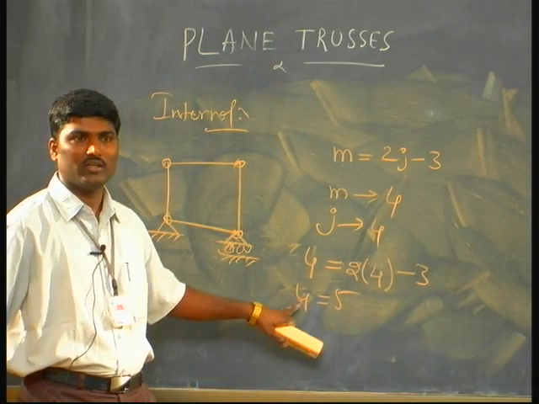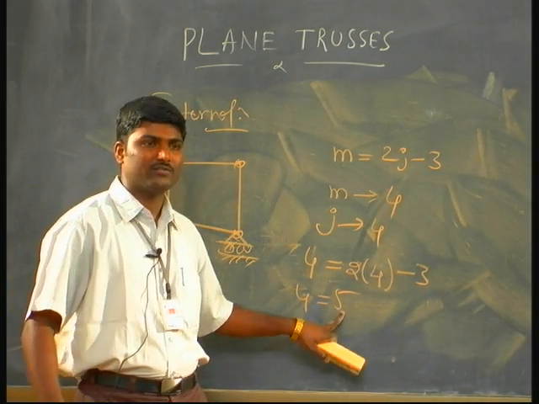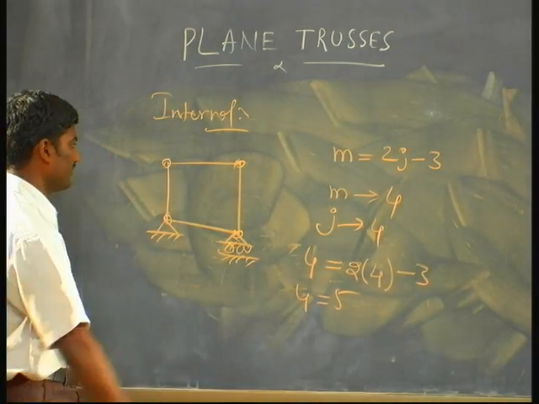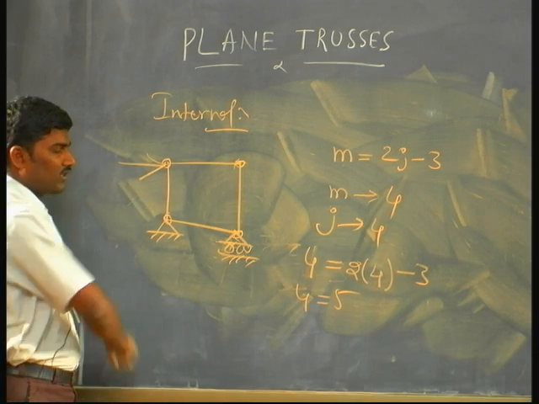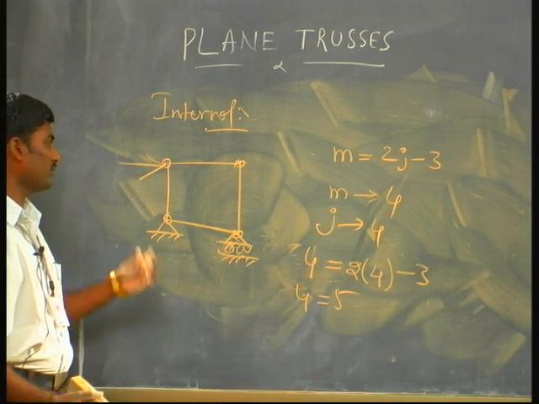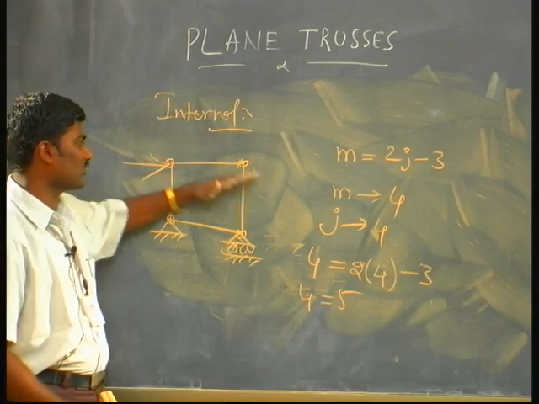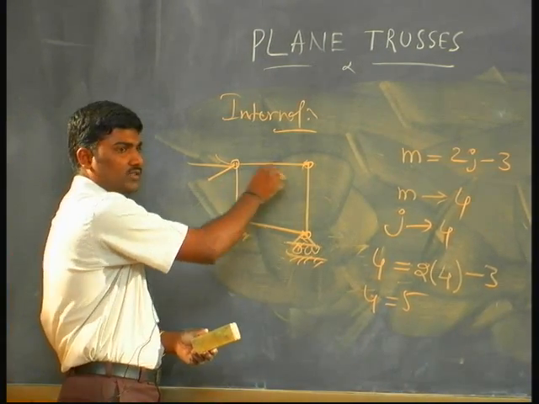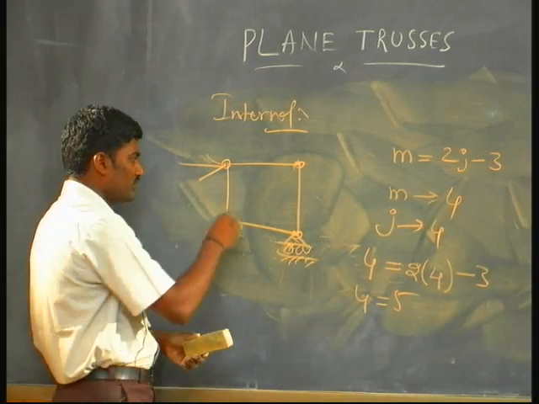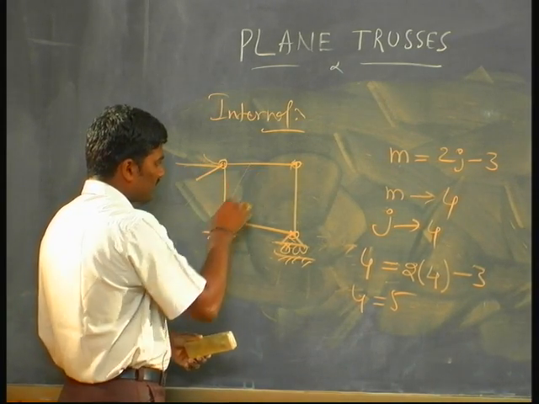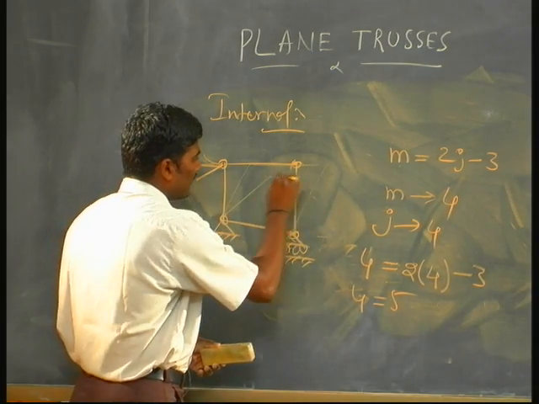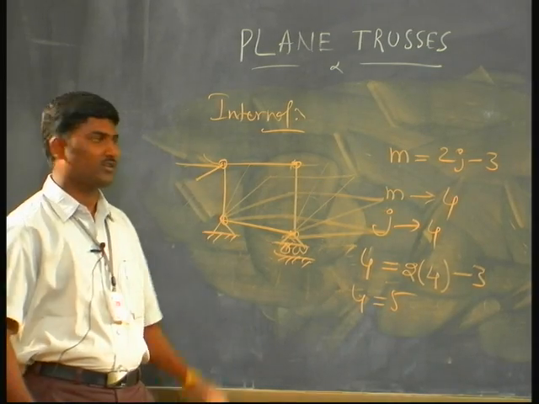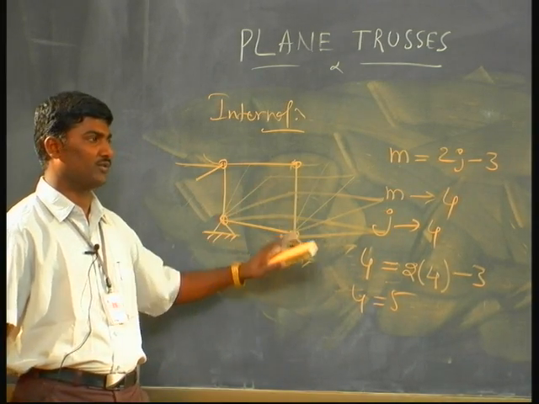So, 4 is not equal to 5. So, there is a problem. What is that problem? If I apply a horizontal force here, what happens to the truss? It will just collapse, it cannot stand here. So, the shape is not stable. If I apply a horizontal force, it will try to deform like this, finally it will fall down. So, this is the process of falling down.